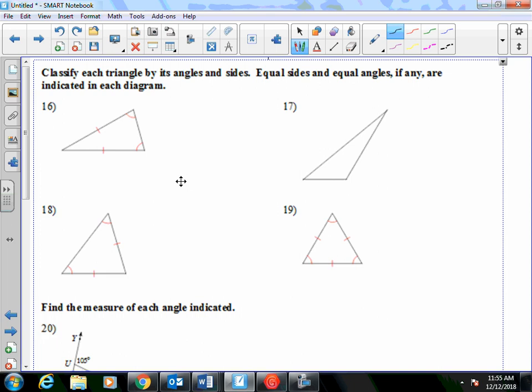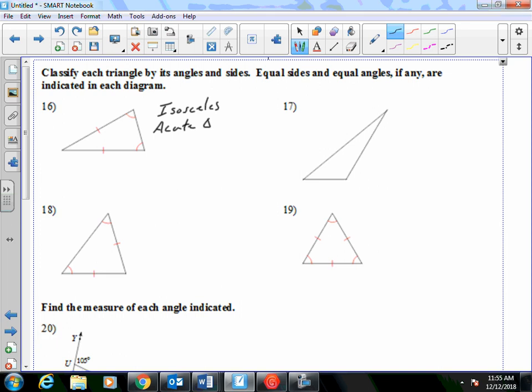So that is going to be an isosceles because it's got two congruent sides. And if we look at all the angles are smaller than 90 degrees. So that's an isosceles acute triangle.